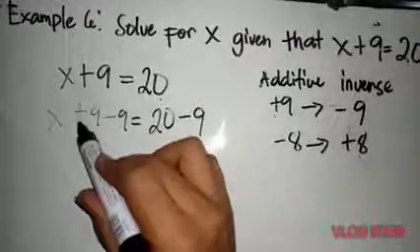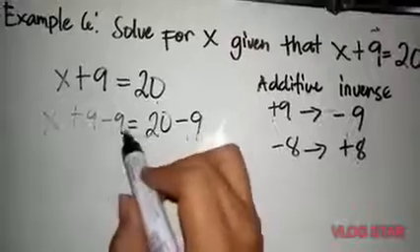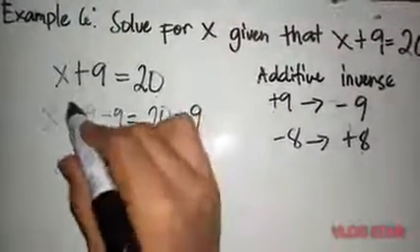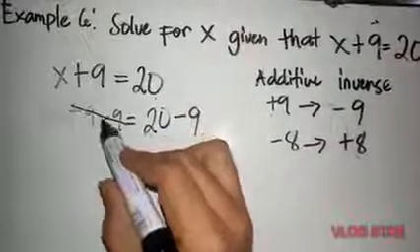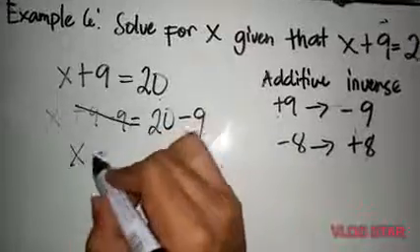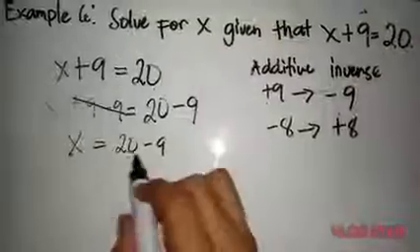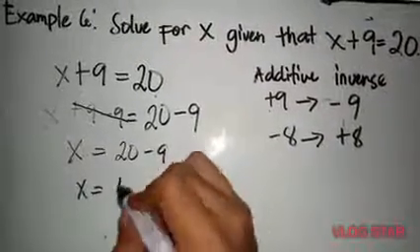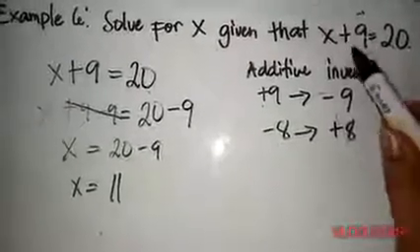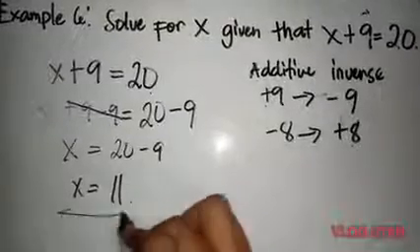So here, x plus 9 minus 9 is equal to 20 minus 9. So we can cancel this one because 9 minus 9 is 0, so we have x, then 20 minus 9. 20 minus 9 is equal to 11. So the value of x in the equation x plus 9 is equal to 20 is 11.